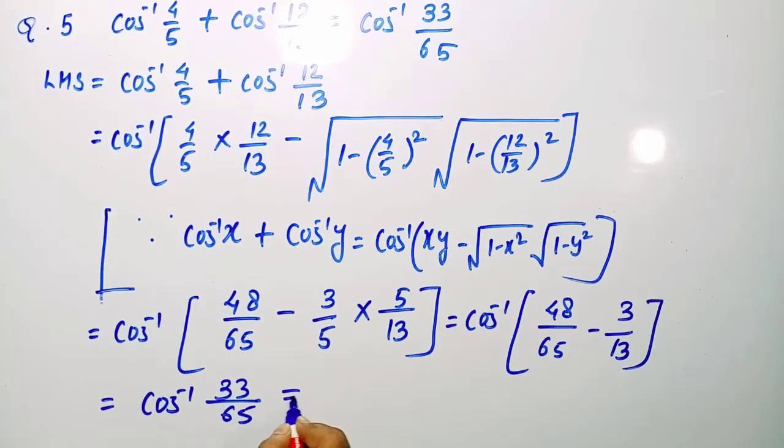By simplifying the terms we are getting 33 by 65, which is equal to RHS, because in the RHS we have to prove cos inverse 33. So LHS is equal to.